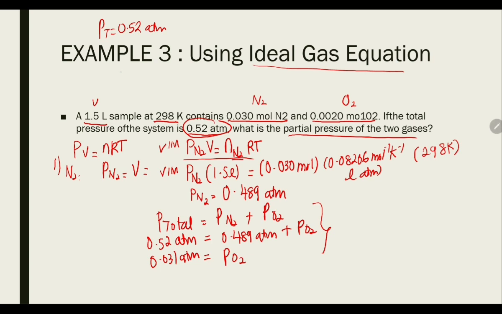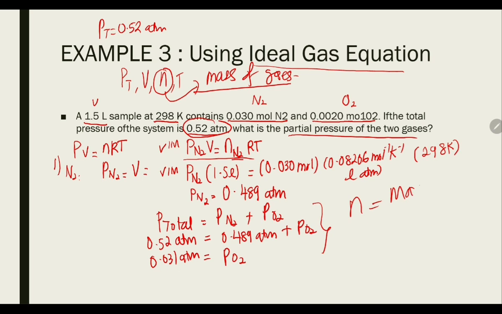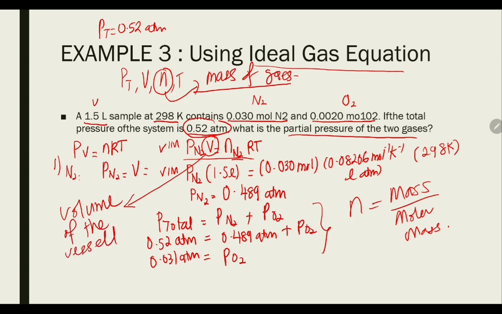the information needed, which is P total, volume of the vessel or flask or container, number of moles, and temperature. Or instead of moles, they will give you the mass of gases. So from the mass of gases, you need to find moles, which is mole equals mass over molar mass. You just need to remember the volume here refers to the volume of the vessel. It's not the volume of the gas, it's the volume of the container, the vessel.